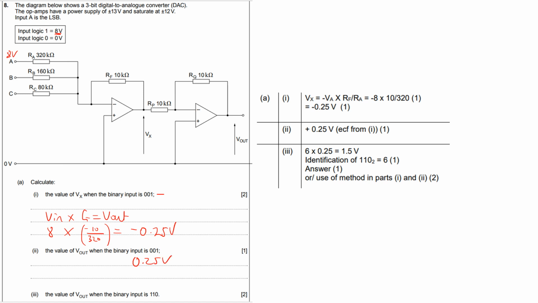What would it be if the number 6 is pressed? Well, 6 times 0.25 is equal to 1.5 volts. There you go. Dead easy.